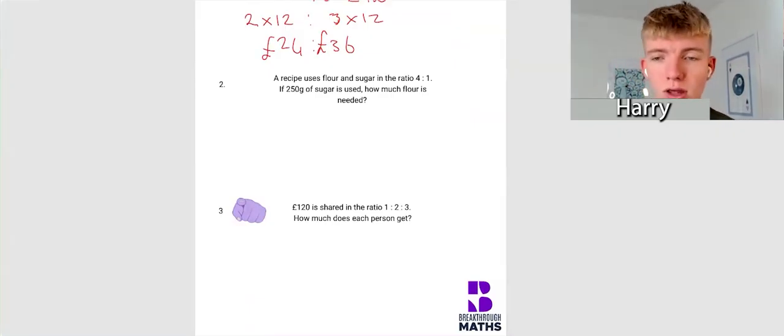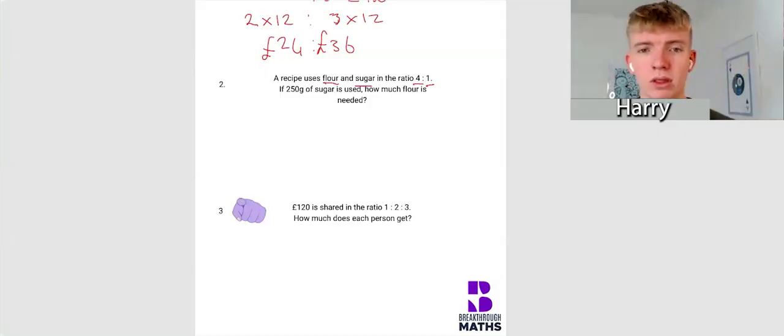In ratio questions, it will always tell you respectively what's happening. So by that, I mean, flour comes first in here, and therefore that one is going to be flour, our first one in the ratio. Sugar comes second, and therefore our second one in the ratio is 1. If we've been given 250 grams of sugar, then we're trying to calculate how much flour we need to use, then we'll work this out.